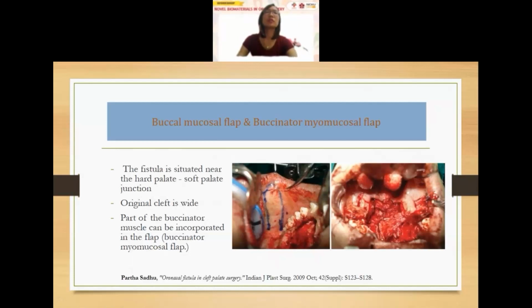With the partial mucosal flap and buccinator myomucosal flap, the fistula is situated near the hard palate and soft palate junction. The original cleft is wide. Part of the buccinator muscle can be incorporated in the flap, so we call this technique the buccinator myomucosal flap.